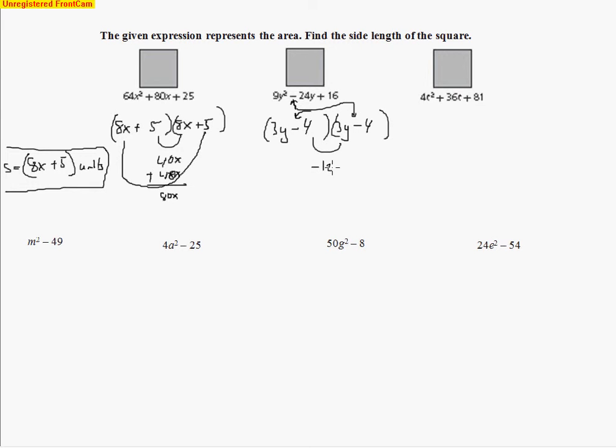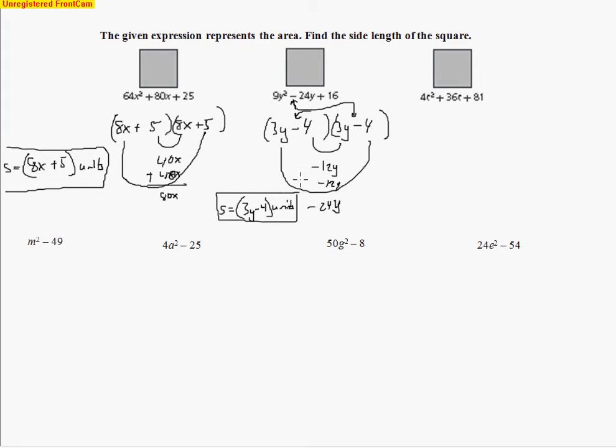Negative 12y. I've got another negative 12y, and those two do add to make negative 24y. So it works. So I would say the side length is 3y minus 4 units.